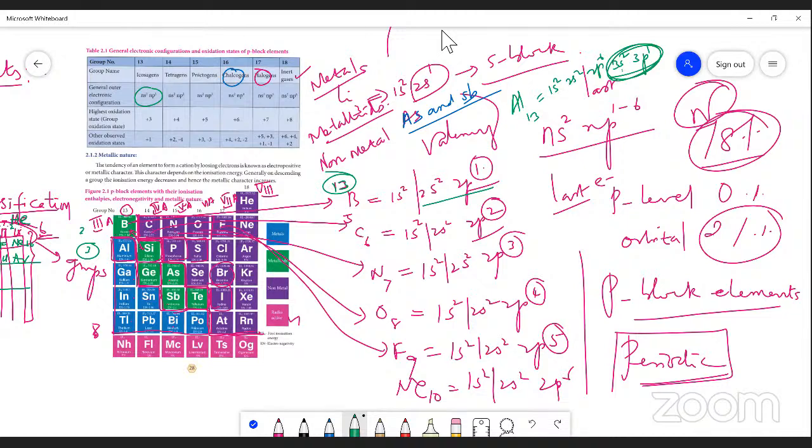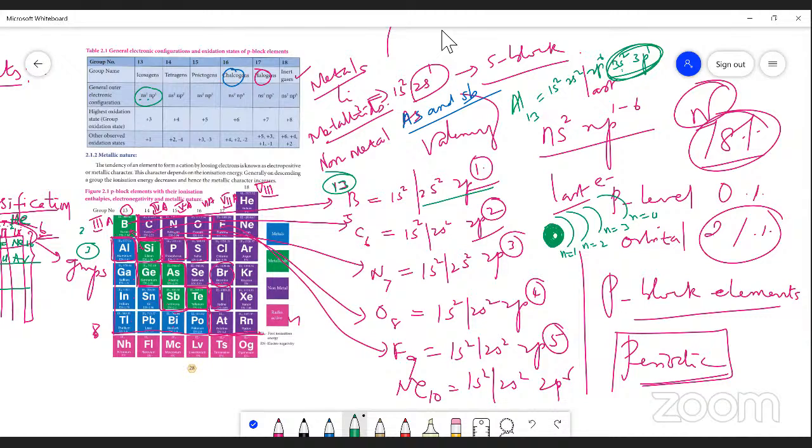Now you see, the n denotes the principal quantum number. In the atomic structure of any atom, whether boron, nitrogen, phosphorus or aluminium, this is the nucleus. The first shell we call n equal to 1, the second shell n equal to 2, the third shell n equal to 3, and the fourth shell n equal to 4. This is according to the principal quantum number.